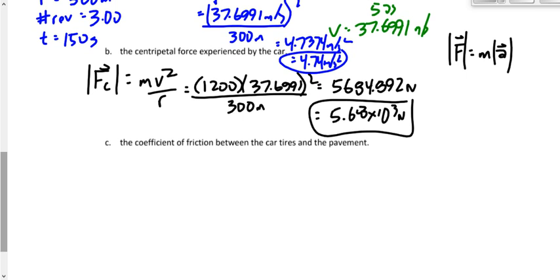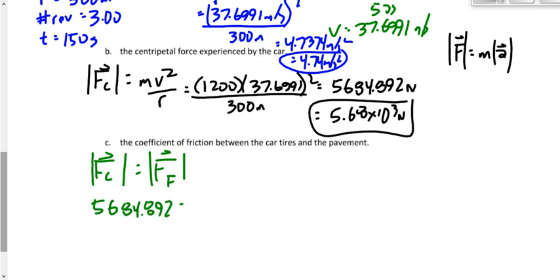Now, we want to find the coefficient of friction between the cars and the pavement. This is also pretty well done. For the coefficient of friction, we're going to say Fc is equal to Ff. The centripetal force, some people went and said mv squared over r is equal to mu times the normal force, which is fine. But we already found the centripetal force. It's 5684.892. So that's what I did.